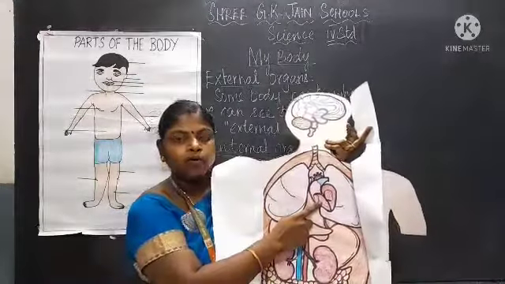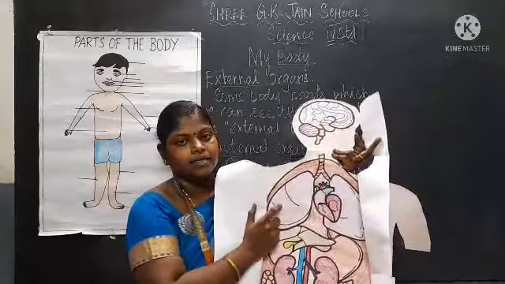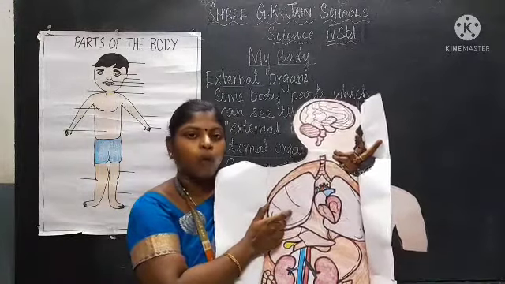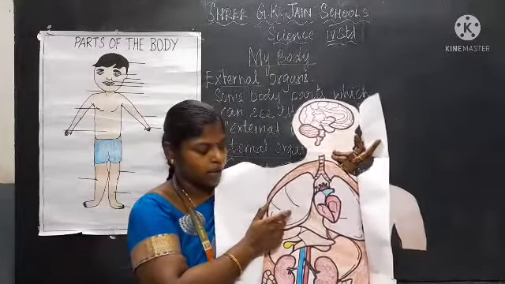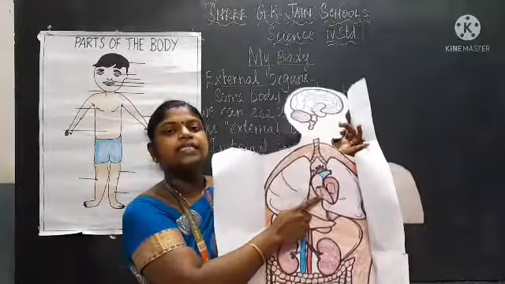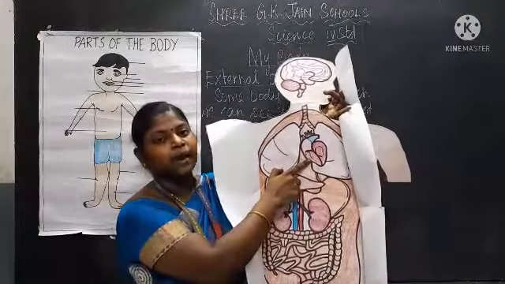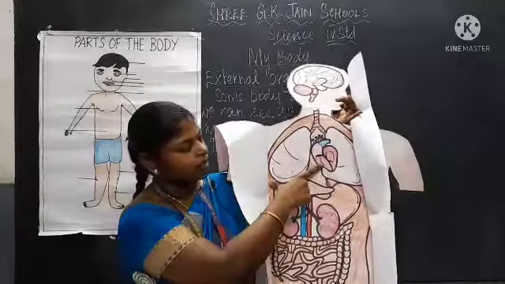Next, this is the most important organ in our body. This is our heart. It's called the circulatory system of our body because it pumps the blood throughout our body. It circulates the blood throughout our body. It pumps the blood to all parts of our body.